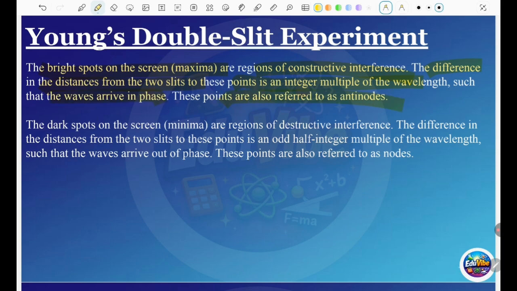You are not doing too much theory in this. You just have to know that there are two kinds of spots on the screen: the bright spots and the dark spots. We have maxima, called the bright spots, and we have dark spots, which are called the minima. We have constructive interference in the bright spots and destructive interference in the dark spots. At the end, you just have to know that the bright spots are also referred to as antinodes, and the dark spots are known as nodes.